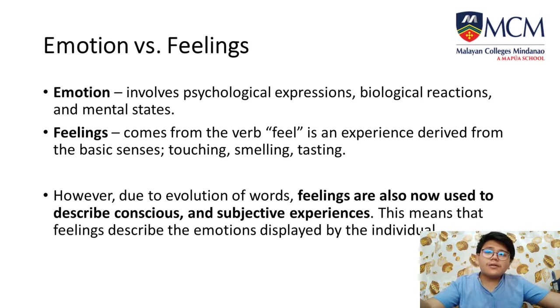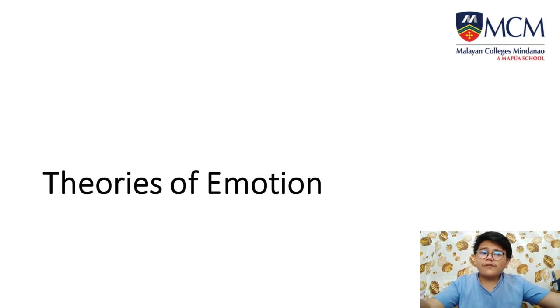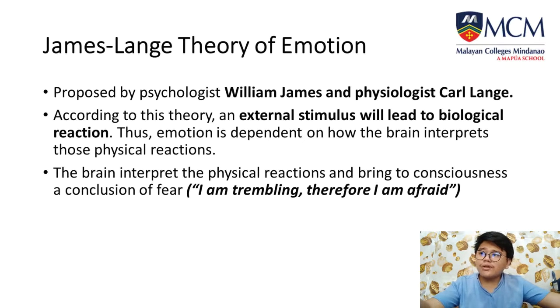So, let's go on to the theories of emotion. The first theory that we're going to discuss is the James-Lange theory of emotion. This is proposed by the psychologist William James and physiologist Carl Lange. According to this theory, an external stimulus will lead to a biological reaction, of course. And thus, emotion is dependent on how the brain interprets the physical reactions. So, the brain interprets the physical reaction and brings to consciousness a conclusion of fear. I am trembling, therefore I am afraid.